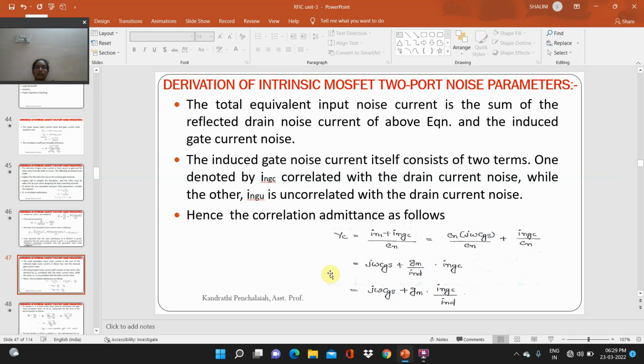Hence, the correlation admittance is as follows: Yc is equal to (IN1 plus INGC) by En, equal to En into j omega CGS by En plus INGC by En, which is equal to j omega CGS plus Gm by IND into INGC, that is equal to j omega CGS plus Gm into INGC by IND.